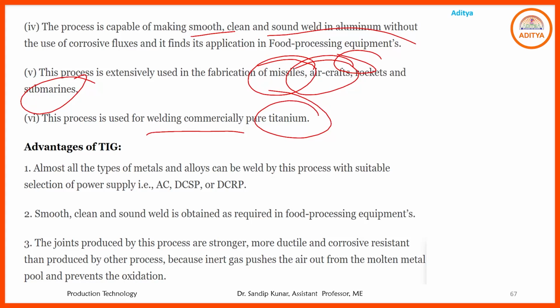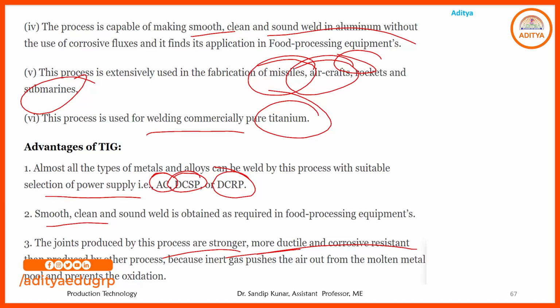What are the advantages of TIG welding? First one, we can weld any type of metal using this welding process. Means with any type of power supply, AC, DCSP and DCRP, we can do the welding easily. Another, we get a smooth, clean and sound weld using this welding process. And another, the welding joint is stronger, more ductile and corrosion resistant. Okay, it is a very good welding process.